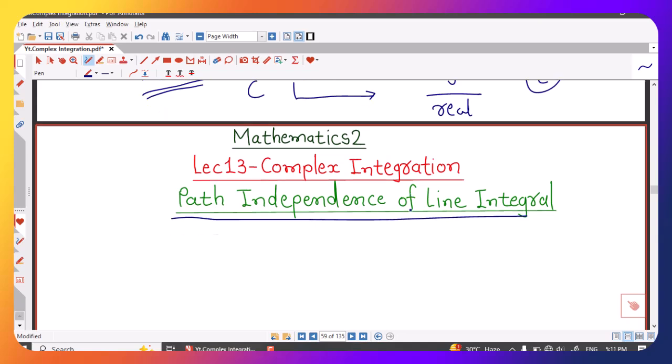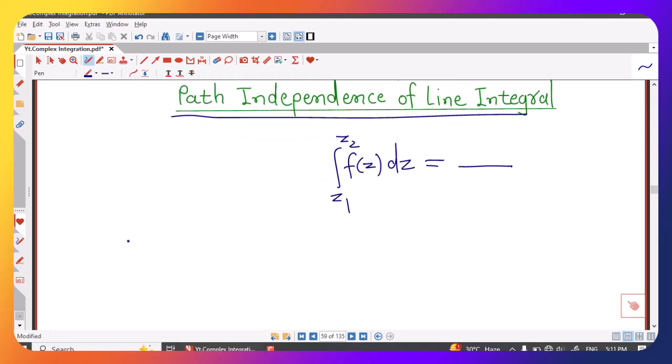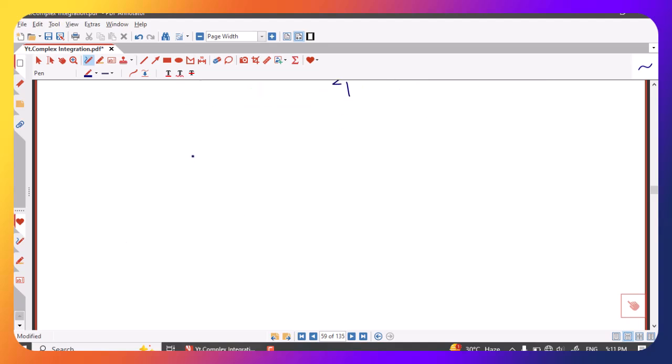We are going to discuss that under which conditions we can say that line integral of function f of z between 2 points z1 and z2 is same along any contour or any path from z1 to z2. That we are going to discuss in this lecture. Before starting this path independence of line integral, we have to understand one definition, which is simply connected domain.